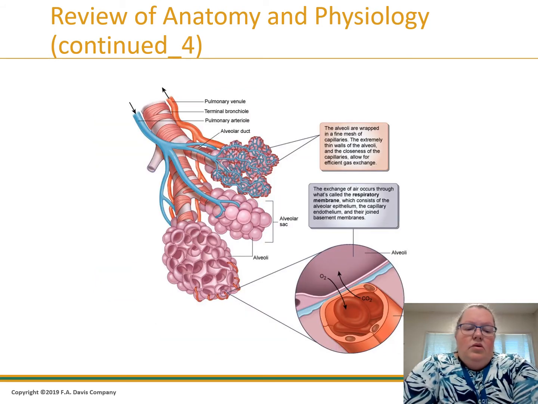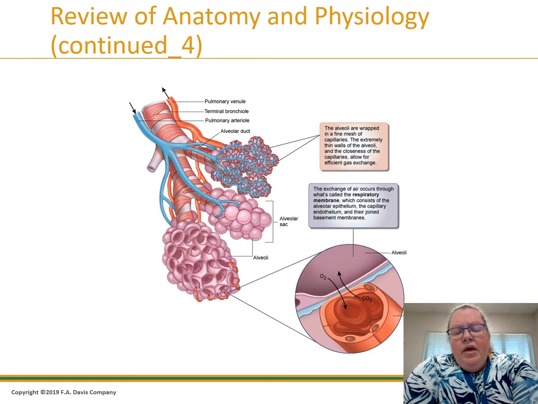Okay, so now we're talking about the alveoli. The alveoli is where all the gas exchange really happens. They're wrapped in a fine mesh of capillaries. The extremely thin walls of the alveoli and the closeness of the capillaries allow for efficient gas exchange.